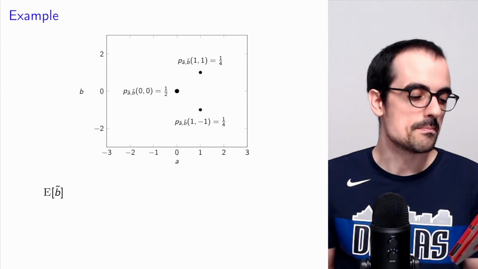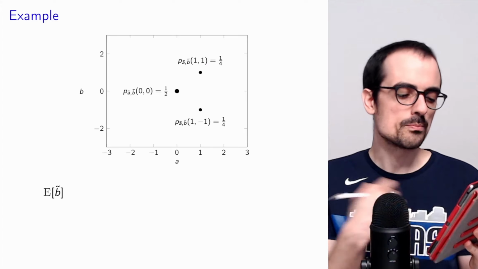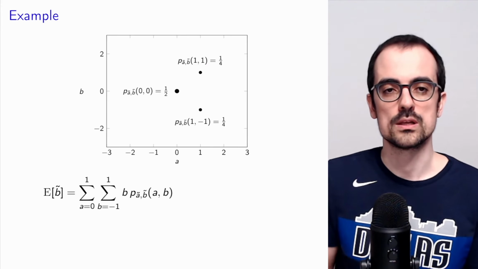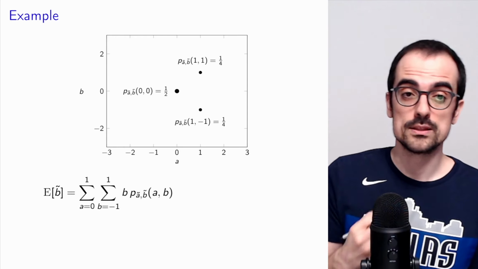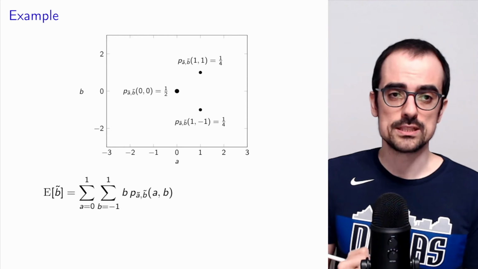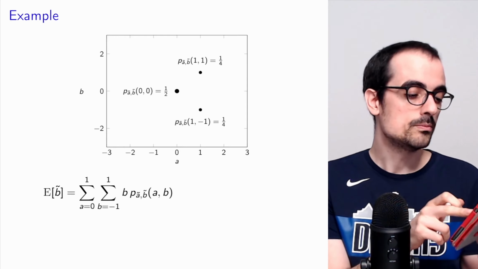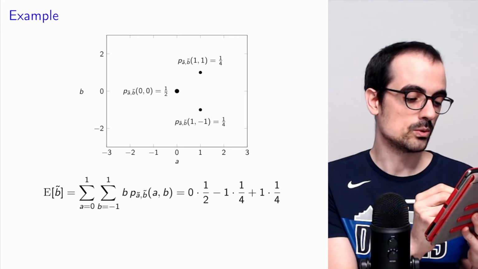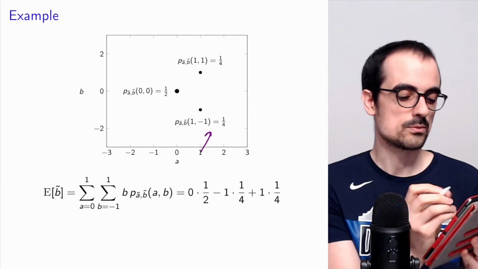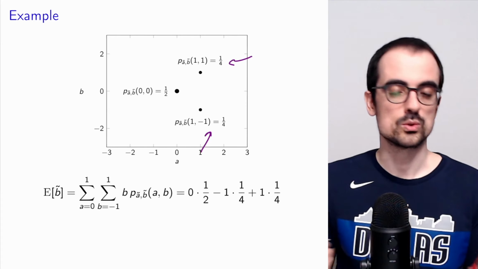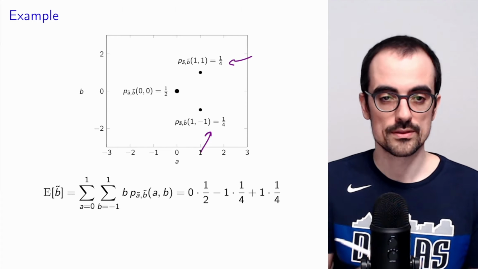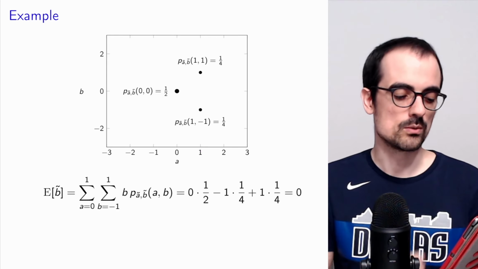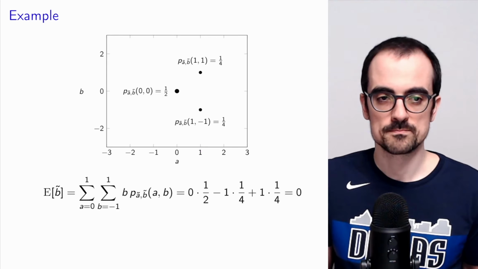First of all, what is the mean of B? Well, to compute the mean of B, we just sum the possible values of B over all the values of the joint PMF, weighting them accordingly. So that would be 0 times 1/2. Here it's equal to -1, so -1 times 1/4. And here it's equal to 1, so 1 times 1/4. And you see here that we get 1/4 minus 1/4 equal to 0. So B is zero mean.